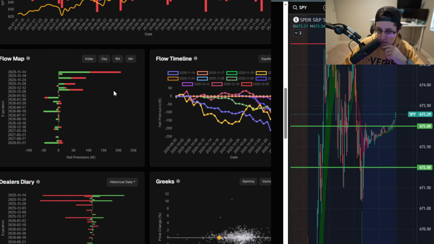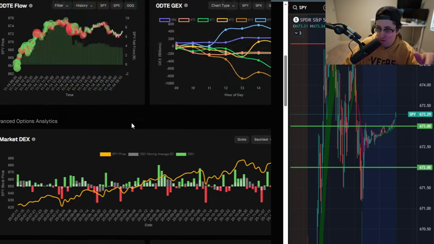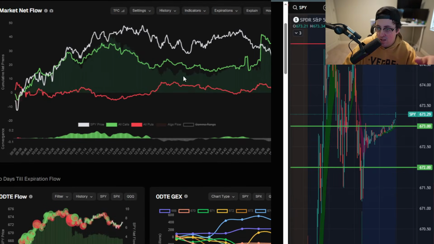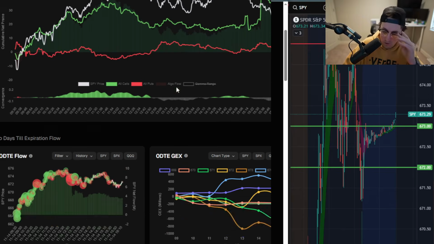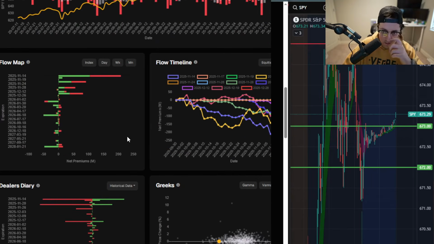But I will keep my eyes on that. I usually look at the intraday flow, which you guys have seen me do. And this is how I gauge my bias for the day, just with intraday flow. I don't really rely heavily on the flow map, but it's a good thing to look at for our week prep.